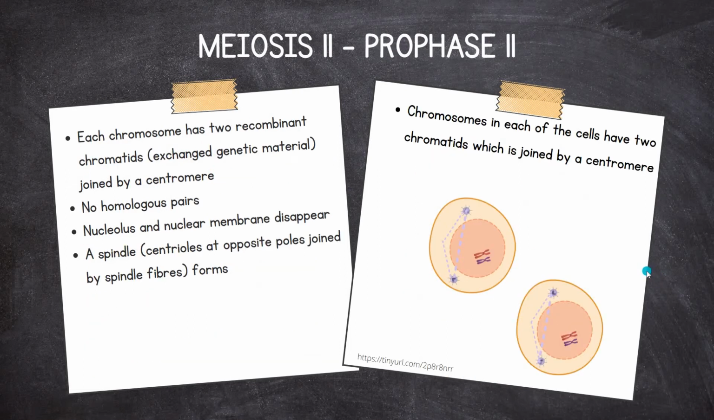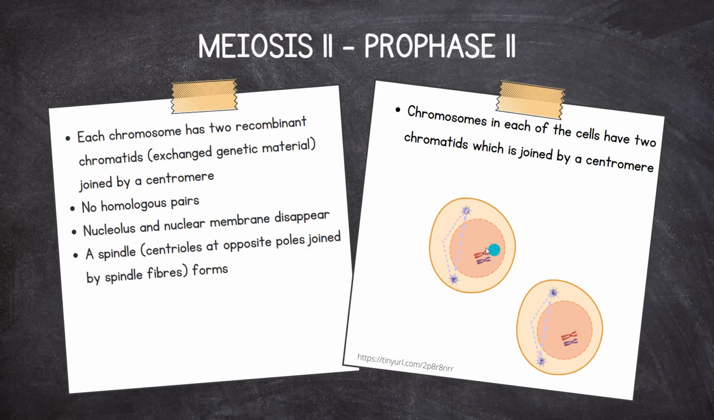Now we move on to meiosis 2, which is your prophase. Okay, prophase 2 is at the beginning of meiosis 2. So again, each chromosome has 2 recombinant chromatids that exchange genetic material, and they are joined by a centromere. So this is where we ended off with the previous cells. Those are those 2 cells. So they now have the recombinant DNA because of that exchange that took place earlier.